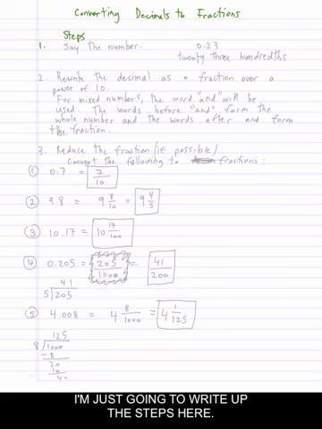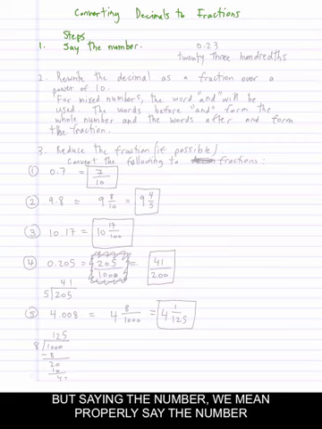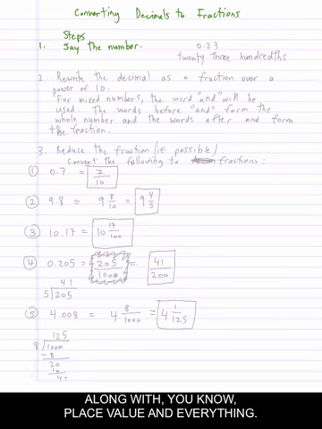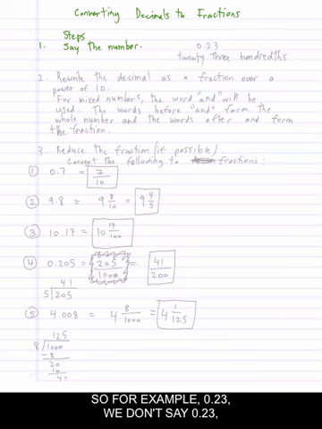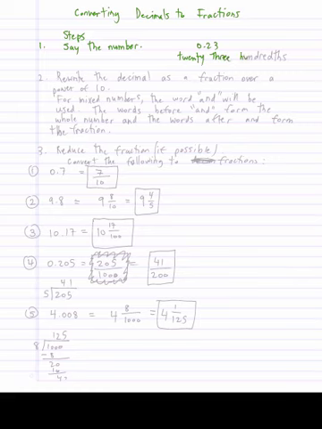I'm just going to write out the steps here. The first thing that we're going to do sounds silly, but we're going to say the number. By saying the number, we mean properly say the number along with place value and everything. So for example, 0.23, we don't say 0.23, what we say is 23 hundredths. Okay, so say the number.